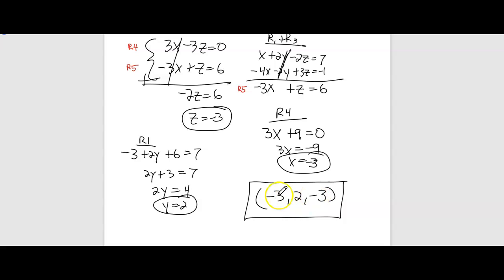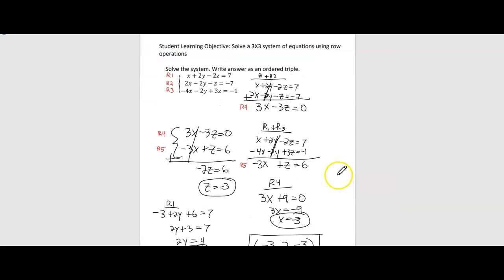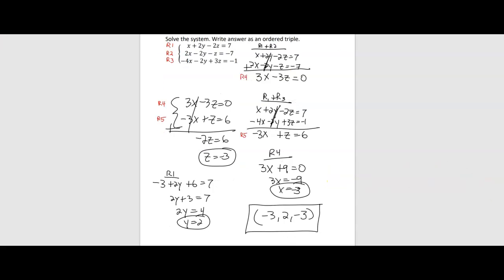The fact that it's not fractions suggests that this is probably correct, but there's one way to make sure. Negative 3, 2, negative 3. You would need to plug this in to all three original equations to see if it works. Negative 3 plus 4 is negative 1, plus 6 is 7. The second one, this would be negative 6 minus 4 is negative 10, minus the negative 3 is plus 3 is negative 7. And the last one would be 12 minus 4, which is 8, minus 9 is negative 1.